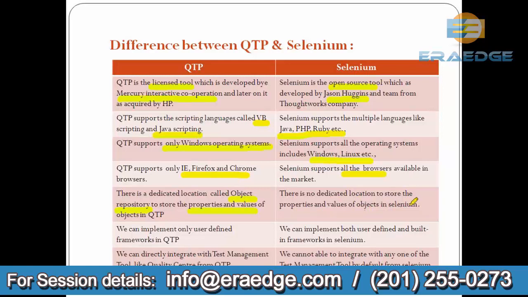All the elements that we find in any application, either a link, an edit box, a text box, a button, a radio button, a drop down list, or an image, everything is termed as a web element over here. We can implement only user-defined frameworks using QTP. But in Selenium, we can have both user-defined and inbuilt frameworks.